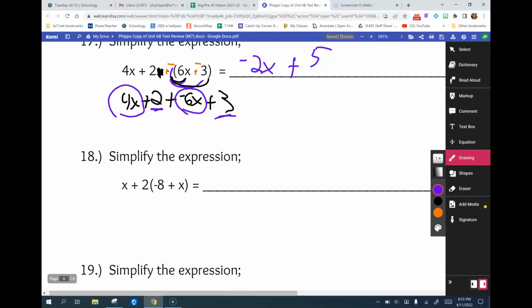Okay, number 18. Again, if you haven't tried these on your own, pause the video, do it on your own. Now this one I'm going to have to distribute first. And if you like the box method, make the box. Okay, do it whatever way your brain sees.